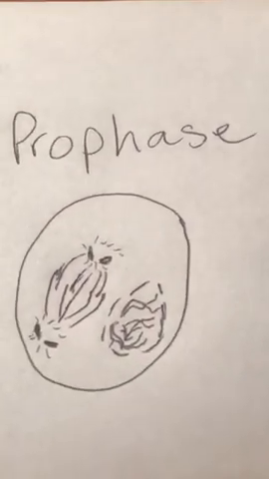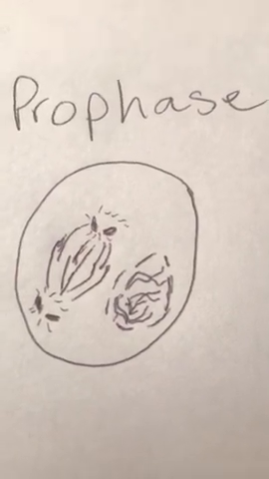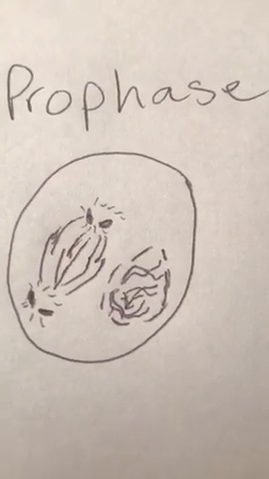The first part of the mitotic process is the preparation for the mitotic process through interphase. The first phase is prophase, and as you can see here, in prophase, the chromatids condense into chromosomes.